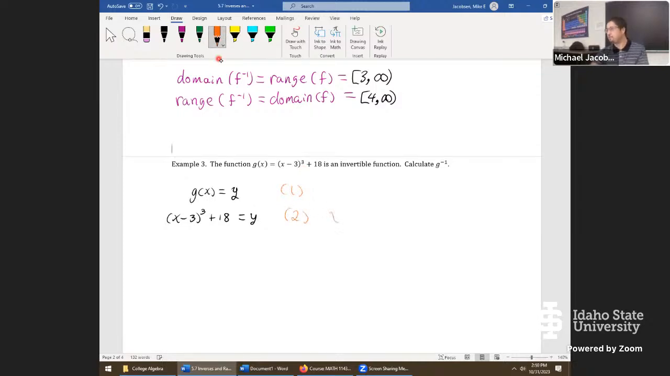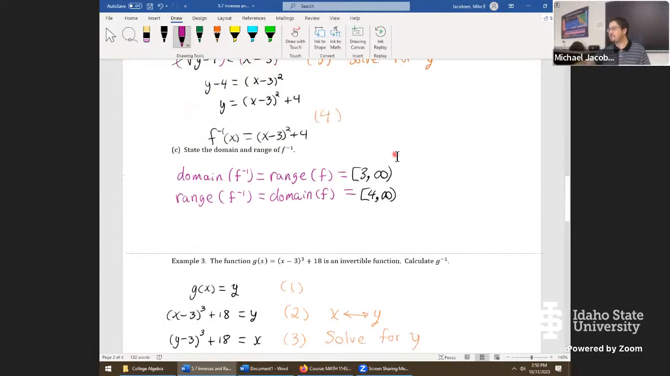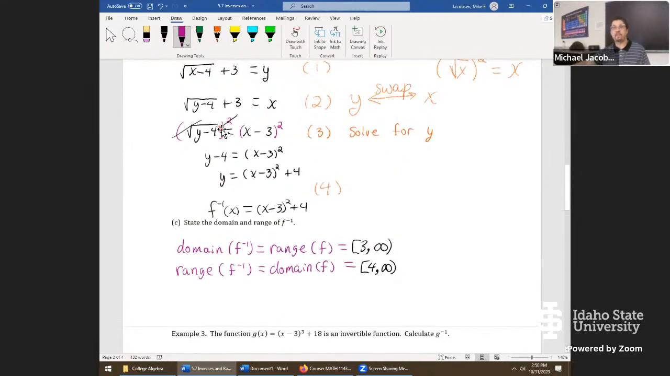For step two, we'll do this operation again. Swap out our x's and y's. And that gets us to the point where we're ready to start actually solving the equation. So this is now (y minus 3) to the power 3 plus 18 equals x. So step 3, just solve for y. But now solving for y, in a really strong sense, it's pretty similar to what we did right over here.